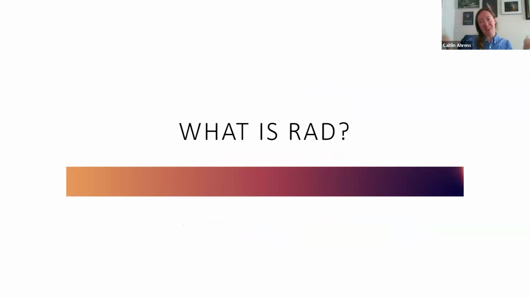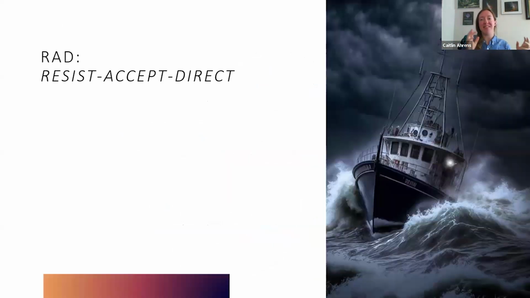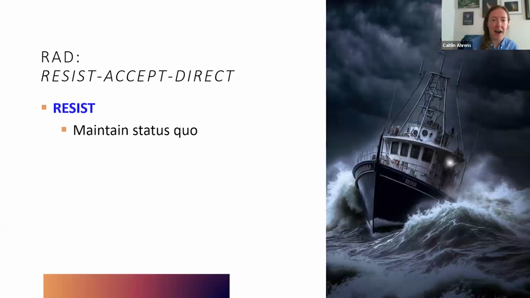So what is RAD? RAD is a lovely acronym for Resist, Accept, Direct, and I'm going to take notes here from the National Park Service. They have a lovely definition of the Resist, Accept, Direct initiative involving a boat, which is why I have this boat here. So pretend, if you will, visualize with me, you're on a boat.